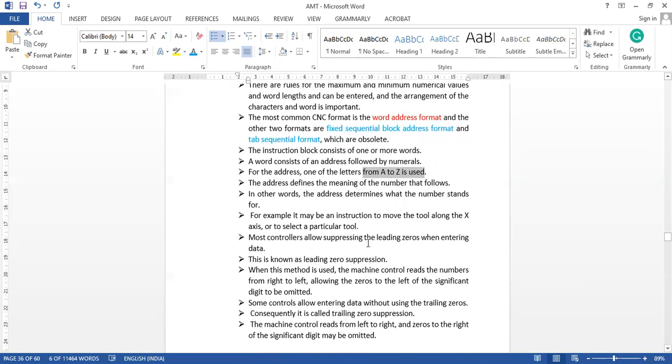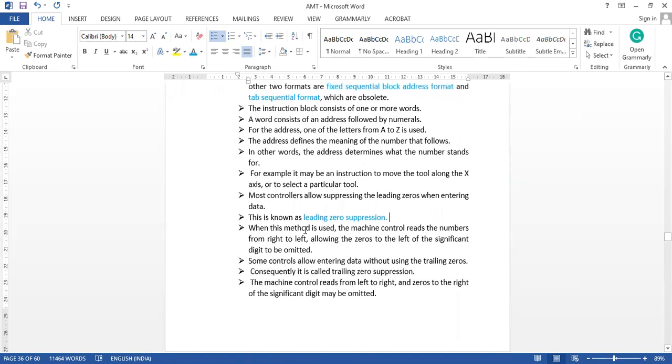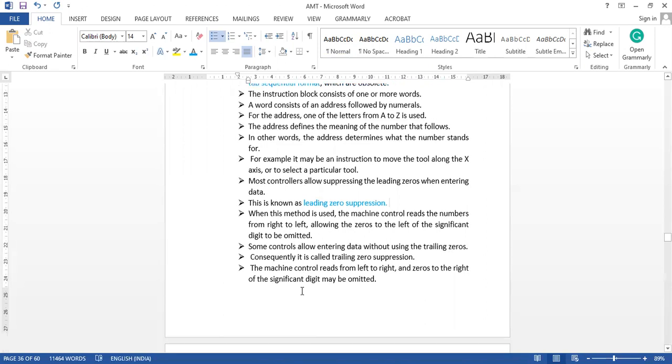Most controllers allow suppressing the leading zeros when entering the data, and this is known as leading zero suppression. When this method is used, the machine controller reads the numbers from right to left, allowing the zeros to the left of the significant digit to be omitted.